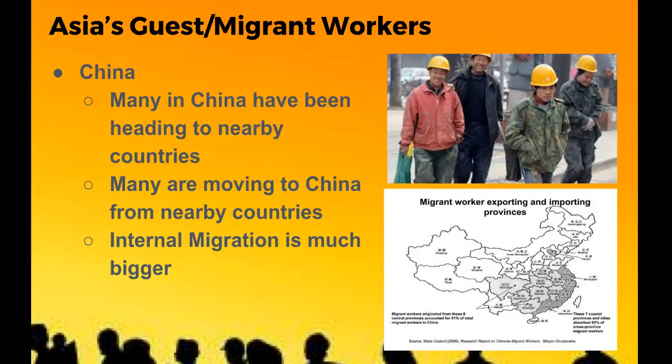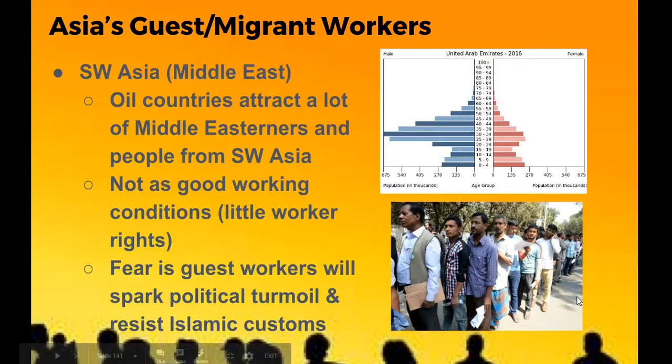China was pretty simple. Keep in mind, China has a lot of people coming into China from nearby Oceania countries, and a lot of people heading out of China to try to take advantage of economic opportunities elsewhere. But the biggest migration going on in China is the one we already talked about, the internal migration, going from the countryside to the major cities.